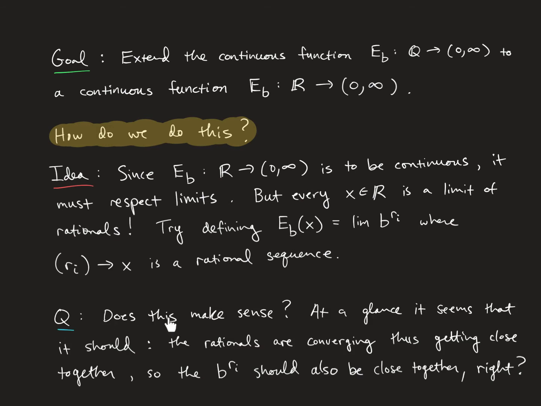So then the basic question is, does this procedure make sense? At a first glance, it seems like maybe it does. These rationals are converging to x, so the rationals are getting very close together, right? They're crowding up around x. And if we have these rationals getting close together, then we have this continuous function on the rationals, so shouldn't their function values also be getting close together? A continuous function takes things which are close together and gives you outputs which are close together, right? Isn't that kind of the meaning of continuity?